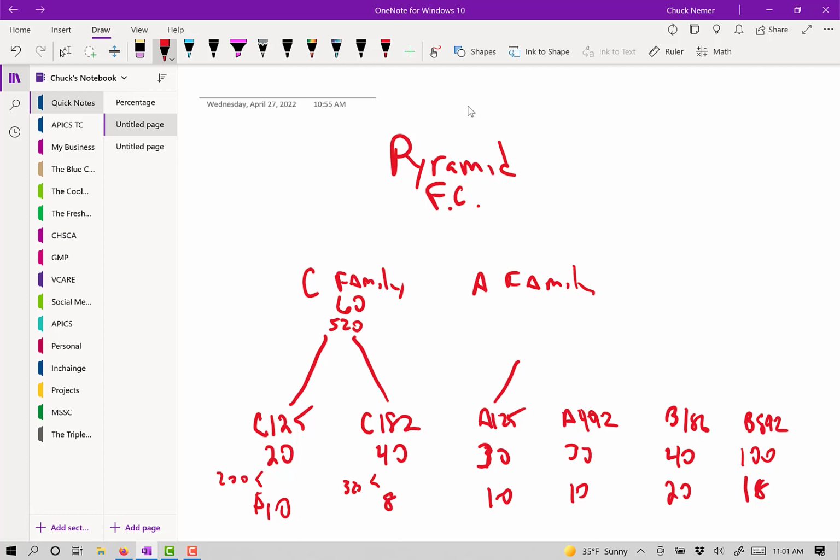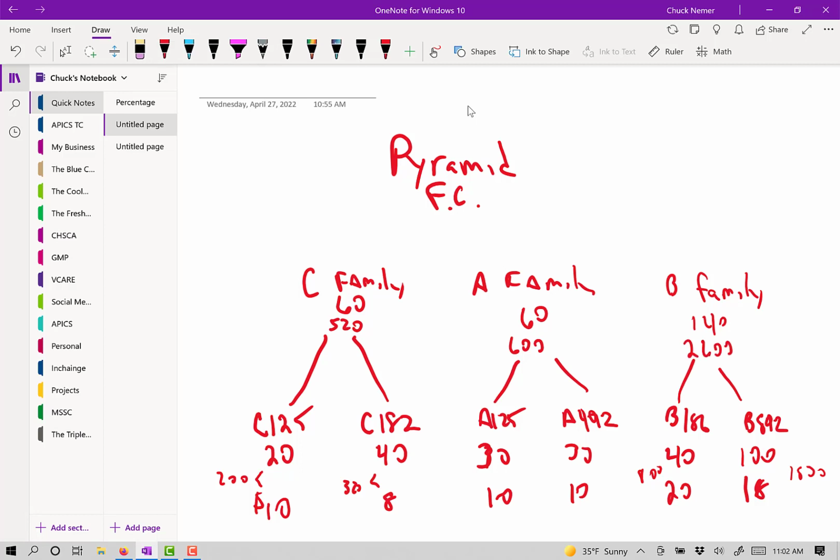And then for the A family, we'll do the same thing. We'll roll those up. And we're going to have 60 pieces total at $600. And then the B family is going to be 40 at $20. So that's $800. And 100 at $18 or $1,800. We're going to sell a total of 140 pieces at $2,600 total.